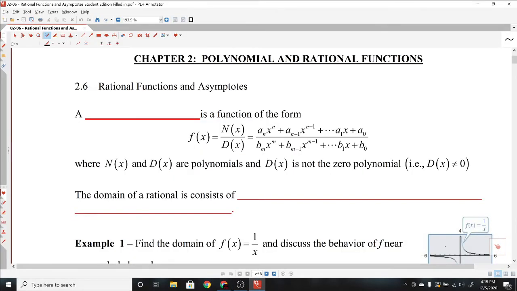Okay, let's go ahead and start section 2.6, rational functions and asymptotes. I am going to split this up into several videos just so I don't have one incredibly long video. So let's start with the definition first.